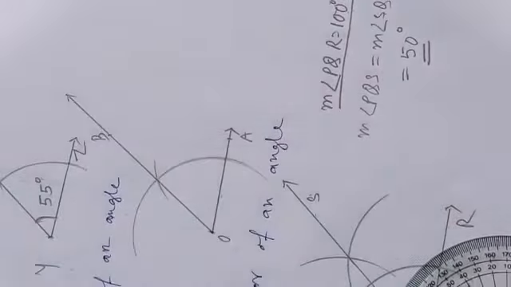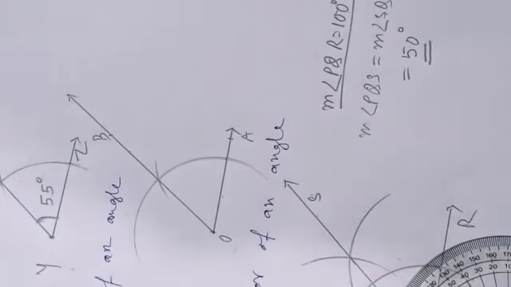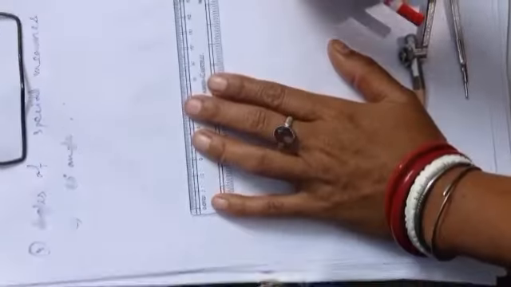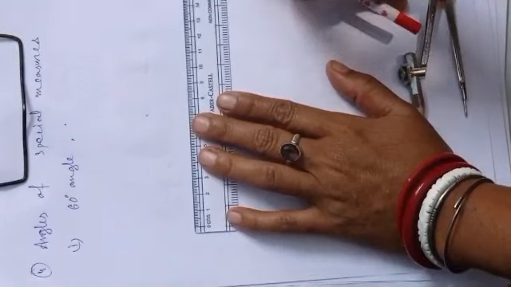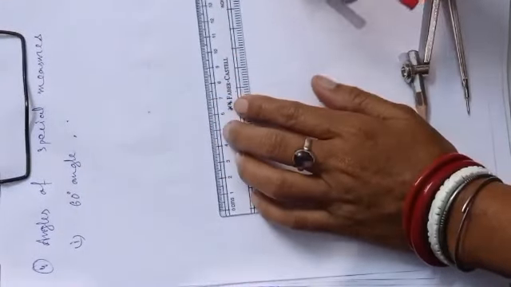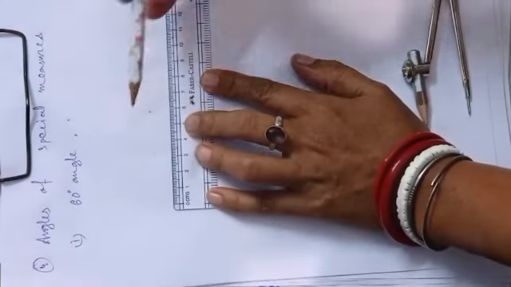So let's follow to solve all of them. Now I will tell you how to construct angles of some different measure, some special angles. For that we are not going to use any protractor. Let's see how we can do. So first of all I will draw one line.